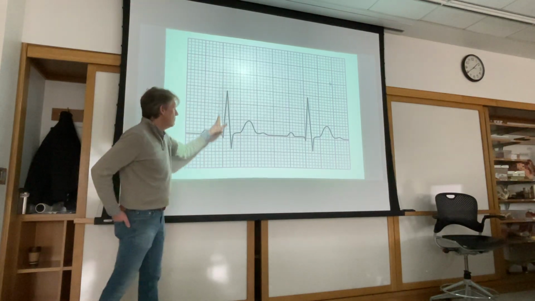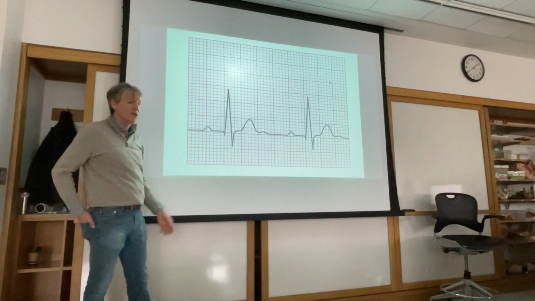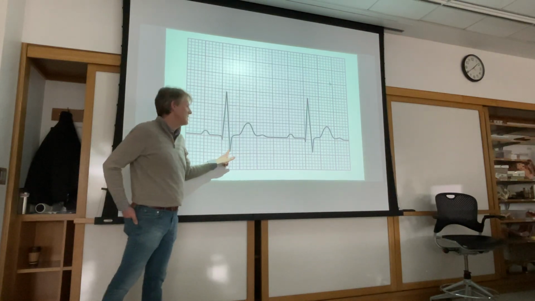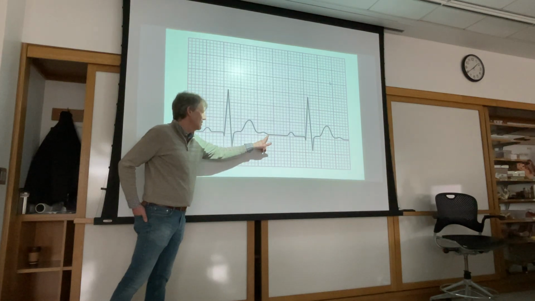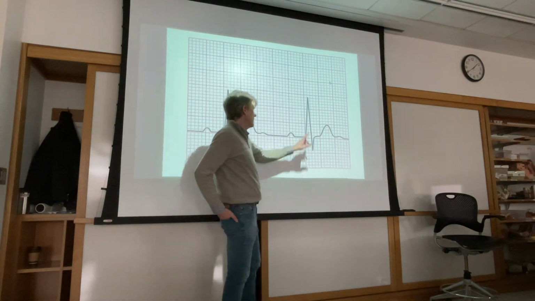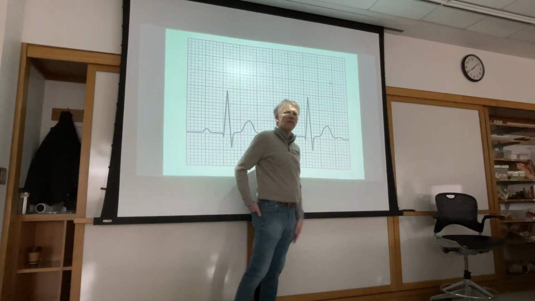Then this big sharp bump that you see there, that's the QRS complex. So P, QRS. What comes next? T, that's the T wave. And then lastly, what comes after T? U, that's the U wave there, all right? So P, QRS, T wave, and then the U wave, okay?